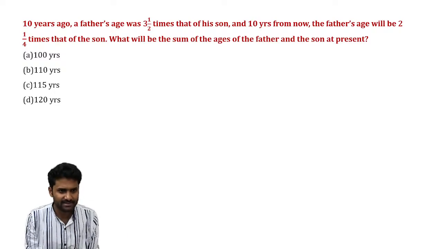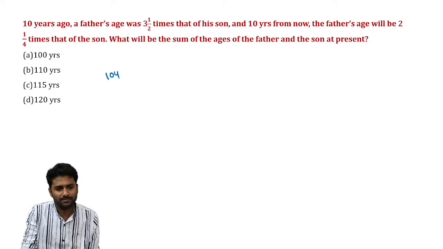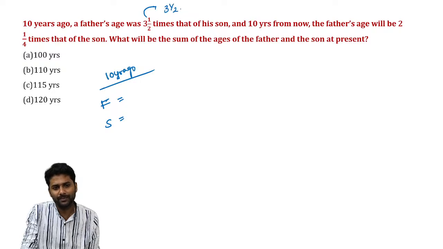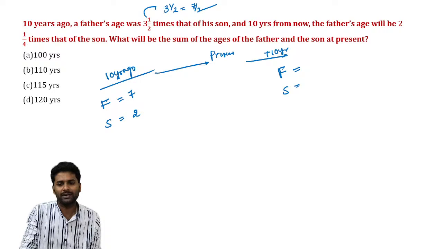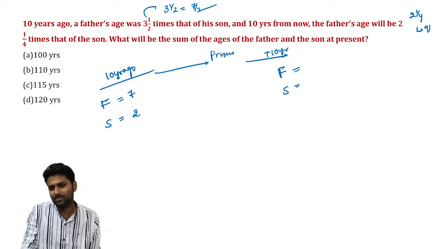Now see here, the data talks about 10 years ago. 10 years ago, the father compared to the son is 3 1 by 2. As you know, 3 1 by 2 is equal to 7 by 2. Father is 7 units, son is 2 units. Now the ratio is 7 is to 2. 10 years from now, the father's age will be 2 1 by 4 times the son's. Now see, this is the present and this is 10 years from now. 2 1 by 4 is 9 by 4. Father is 9 units and son is 4 units.